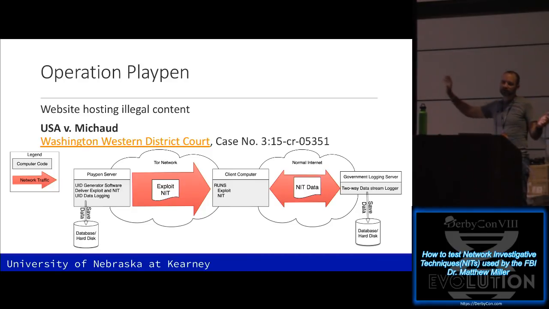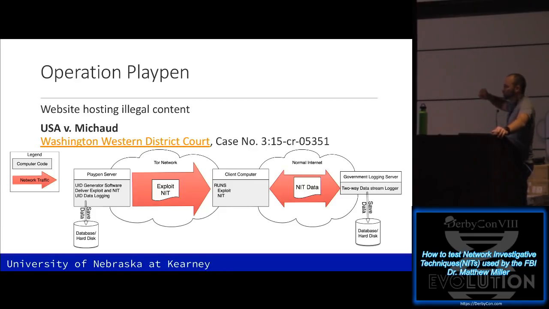And so sometimes lawyers will get into "we don't have all of the code related to the NIT" is one thing a lawyer will say. And that encompasses all of the different software. So we have a unique identifier generator to create UIDs for each user that logs on. Right, we actually have to deliver an exploit, and then the NIT, and the NIT actually has to be modified so that the UID is included in it. And then all of that data has to be logged.